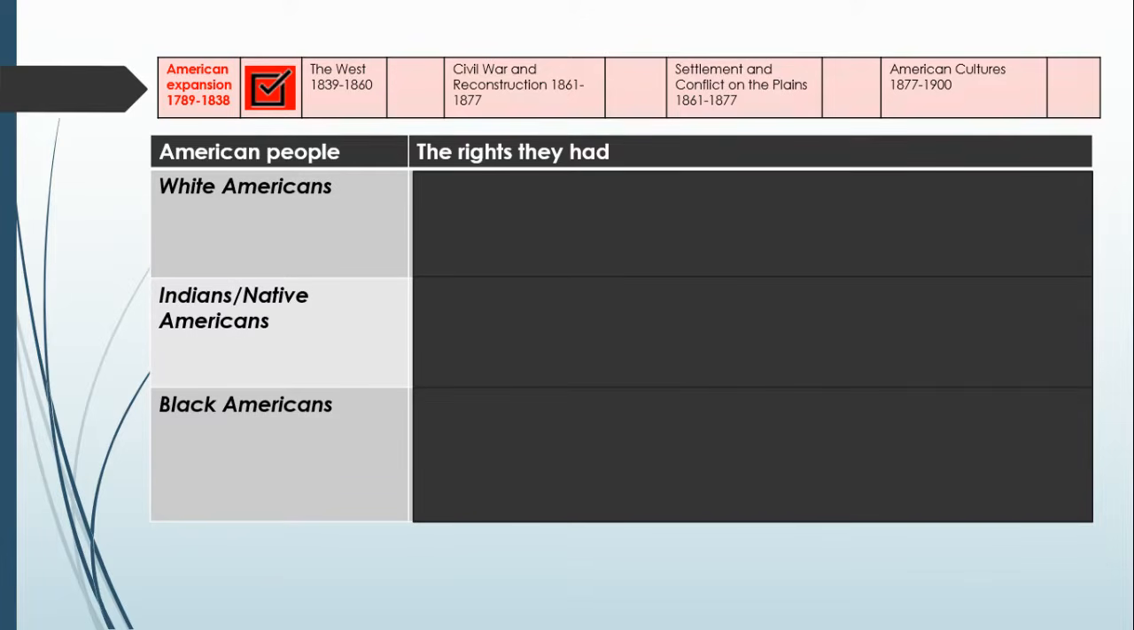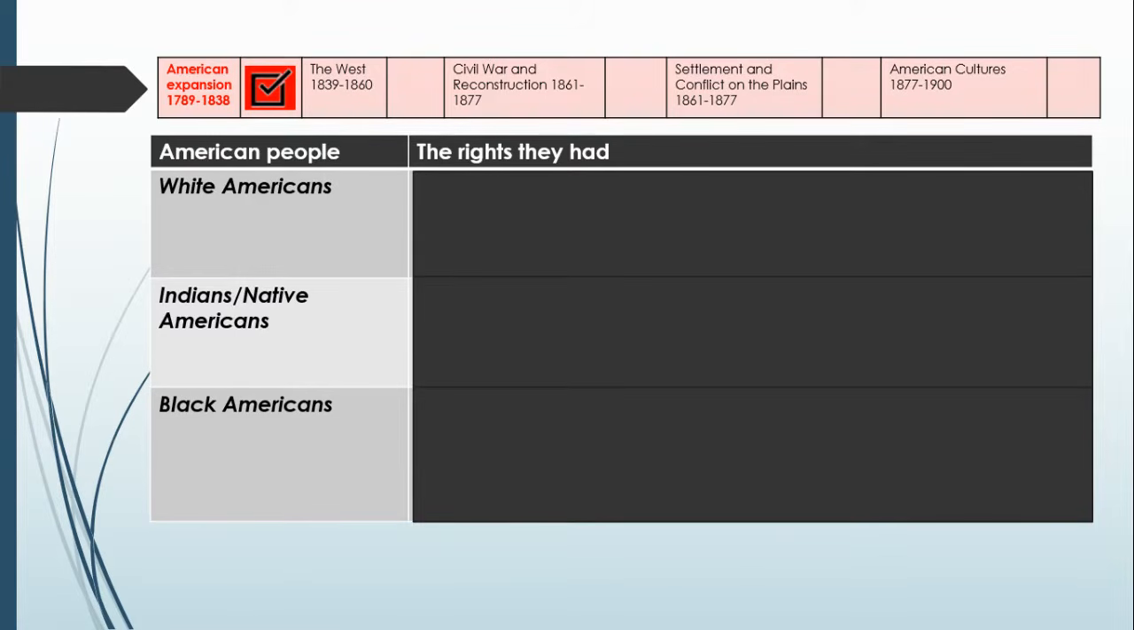Okay, we then need to know the difference between 3 types of American people. They are the white Americans, the Indians or the Native Americans. We will use both terms as we go through the course. You could also have both terms on your examination paper, so you need to be aware that they may be called Indians or Natives. And we then have black Americans. Black Americans can also be referred to as African Americans.